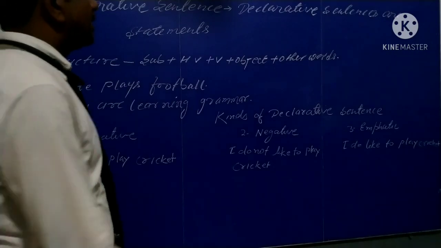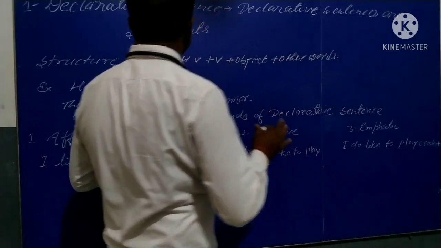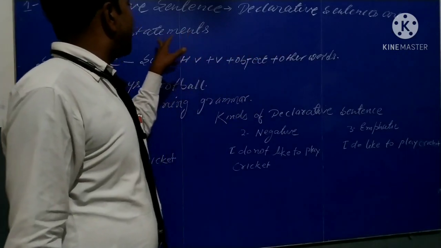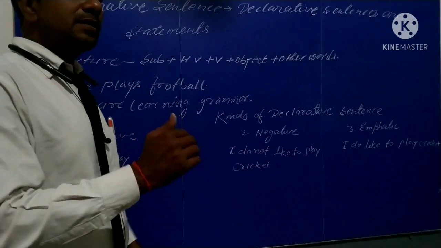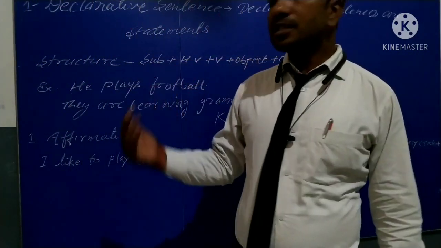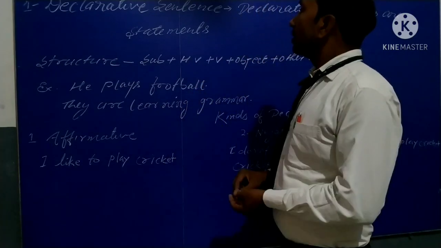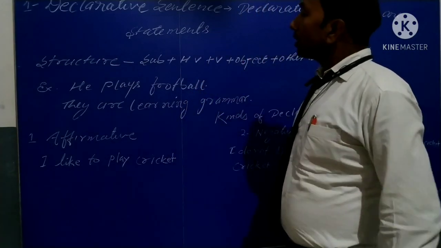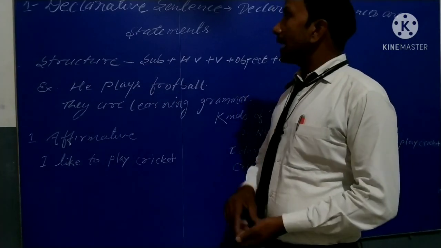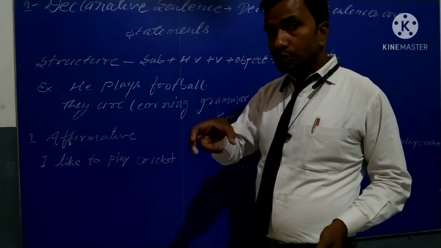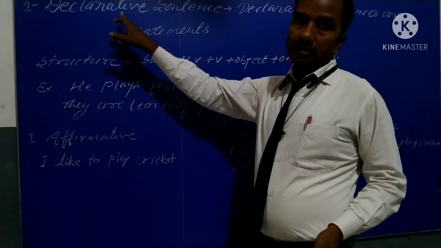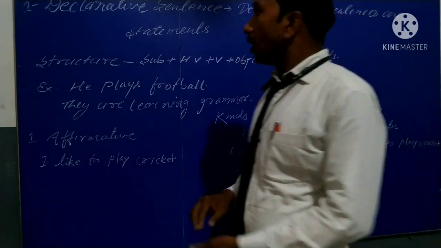Declarative sentences are simply statements. That means it is a statement which is said by the subject of the sentence. So what the subject is saying and about whom the subject is saying, that is known as a statement, and the statement is called a declarative sentence. Have you got it?